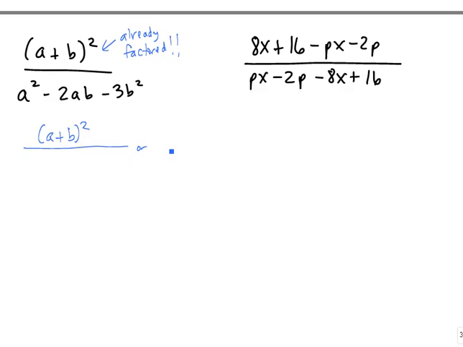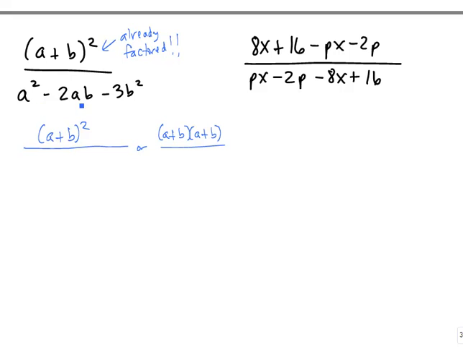Another option, if you prefer, is you could write it as a plus b times a plus b. That way you can see the individual factors themselves. But do not FOIL it out, because then you would just have to reverse FOIL back to put it into factored form.